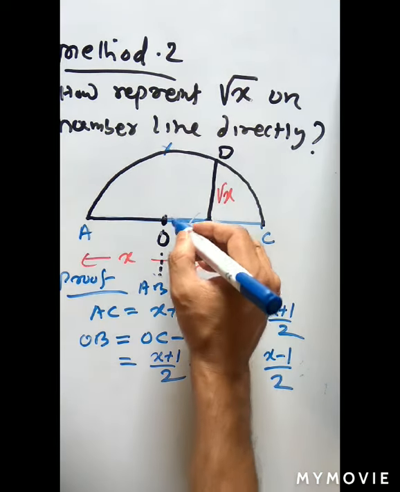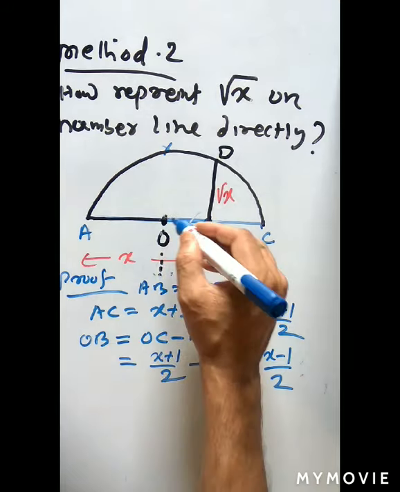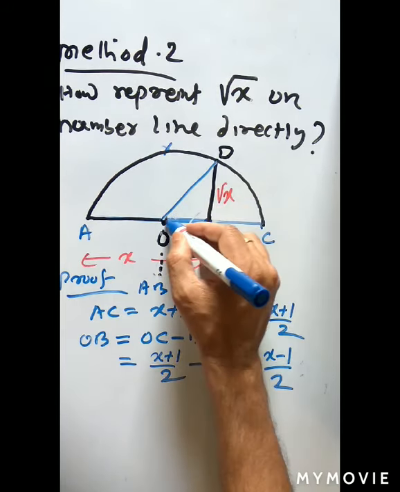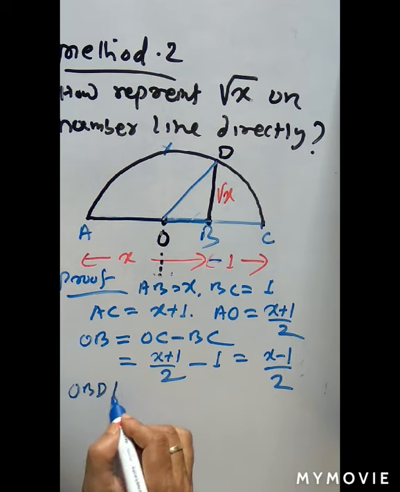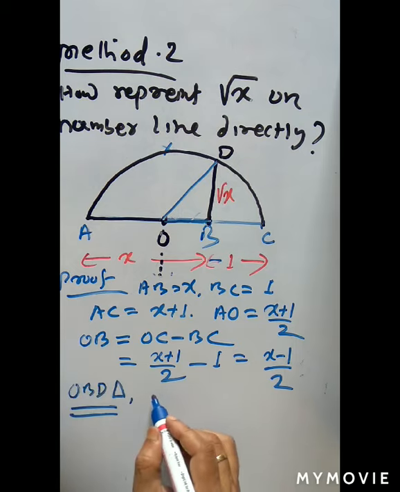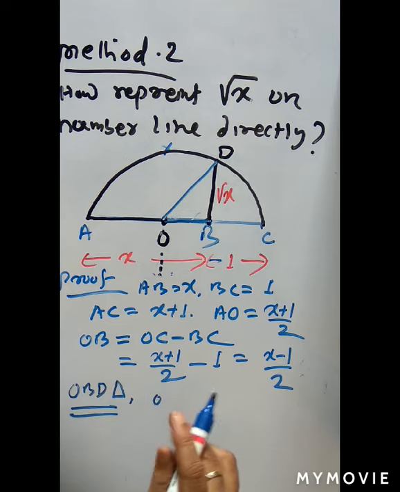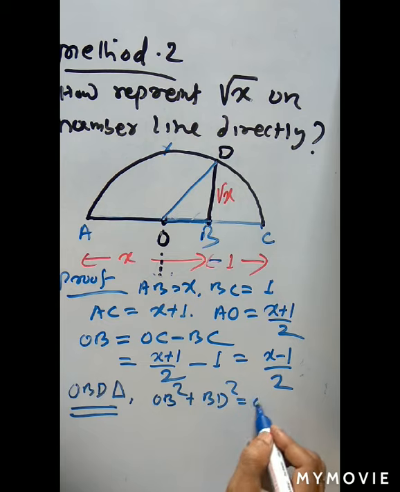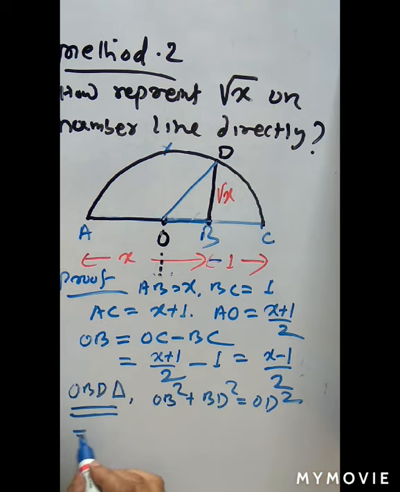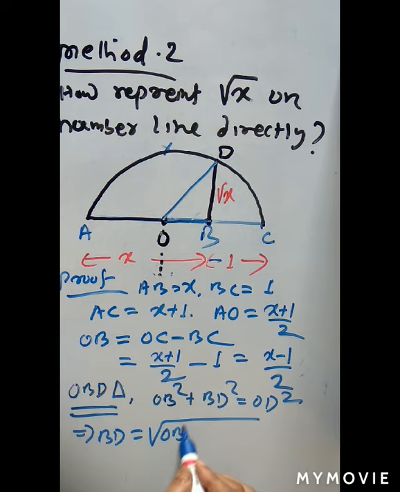Now in the OBD right angle triangle, I can say OB square plus BD square is equal to OD square. That implies BD is nothing but square root of OD square minus OB square.